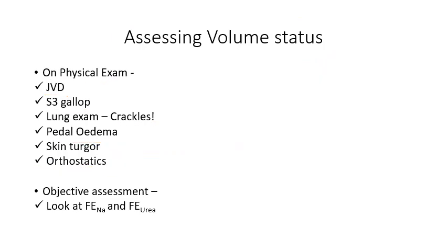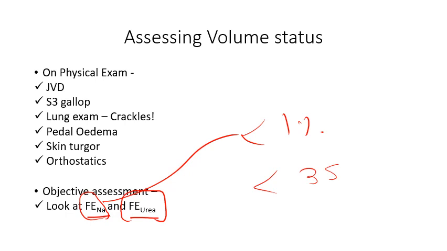If you, however, want to objectively assess for volume status, you can look at fractional excretion of sodium and fractional excretion of urea. If the fractional excretion of sodium is less than 1% and the fractional excretion of urea is less than 35%, you can say that the patient is volume down. Now, why are these two indices? Suppose the patient is on diuretics, it is expected that fractional excretion of sodium might be more and he still might be volume down. For that, if the patient is on diuretics, you can use fractional excretion of urea as a marker for objective assessment of volume status.